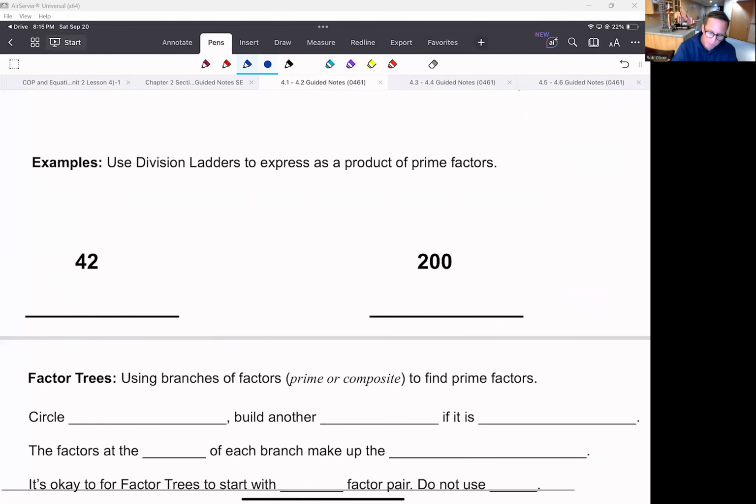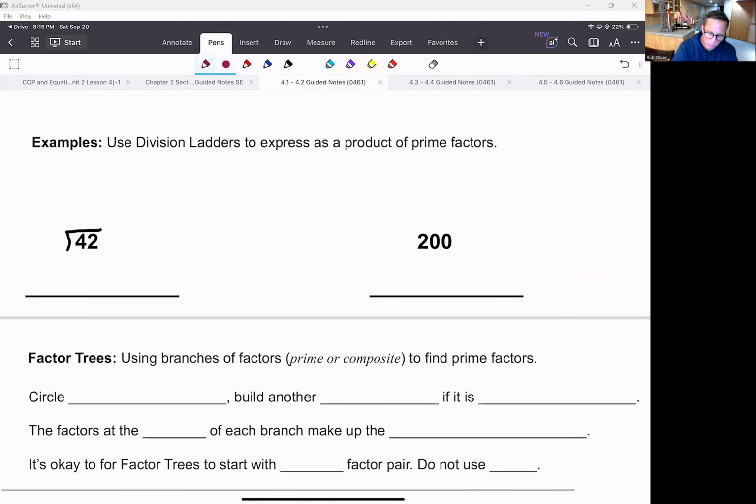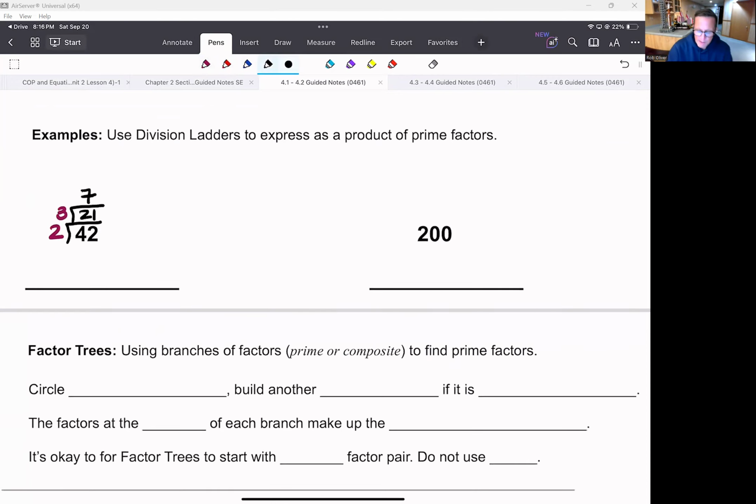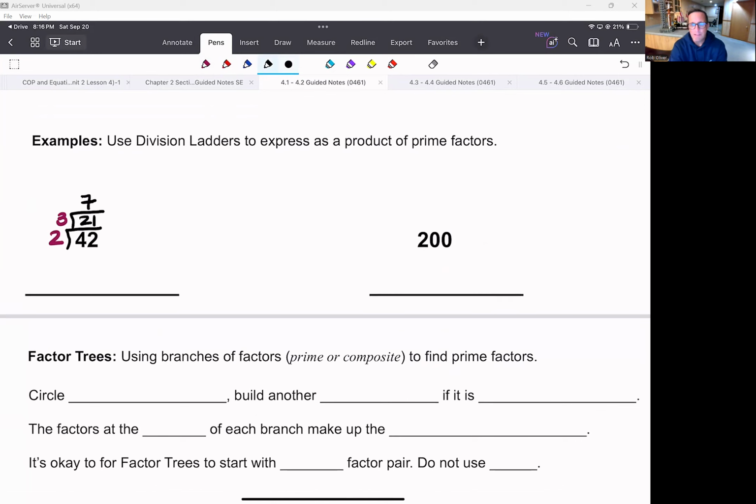All right, so use division ladders to express as a product of prime factors. Okay, so let's do that. We're going to start with 42, and so we'll start with 2, and then 2 divides into 42 how many times? 21, right? We get 21, so we put 21 here, and then we can't use 2 now, but we can use a 3, so we'll put a 3 here, and then 3 divides into 21 7 times, right?